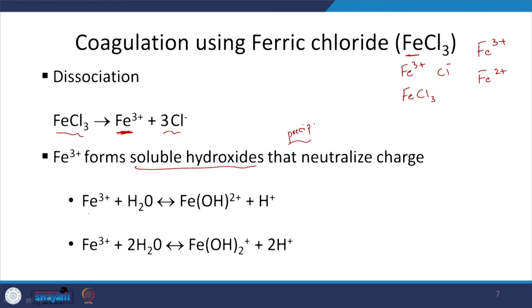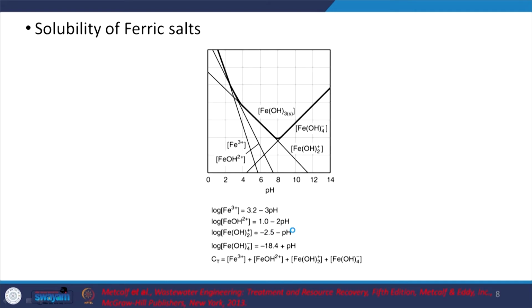So, again same case as aluminum, that is what you see, you have the soluble complexes being formed here, right. Fe(OH) with 2 plus charge, Fe(OH)2 with plus 1 charge, right. Again here also pH will decrease because H plus is being given out. Thus, you need to have some alkalinity in the solution.